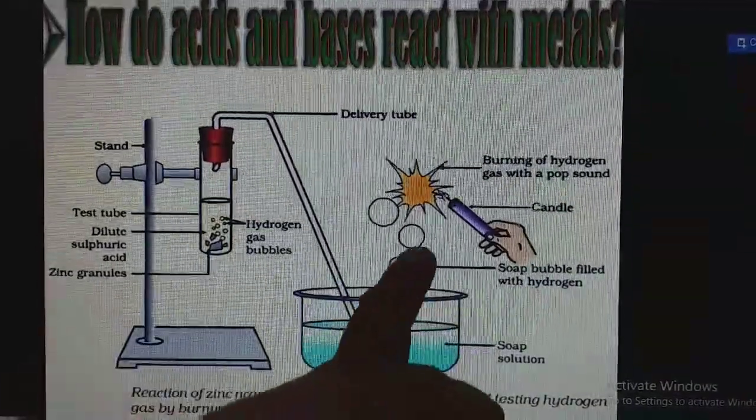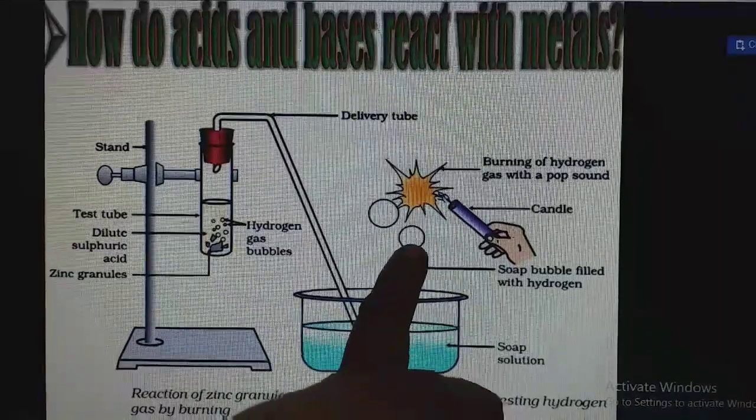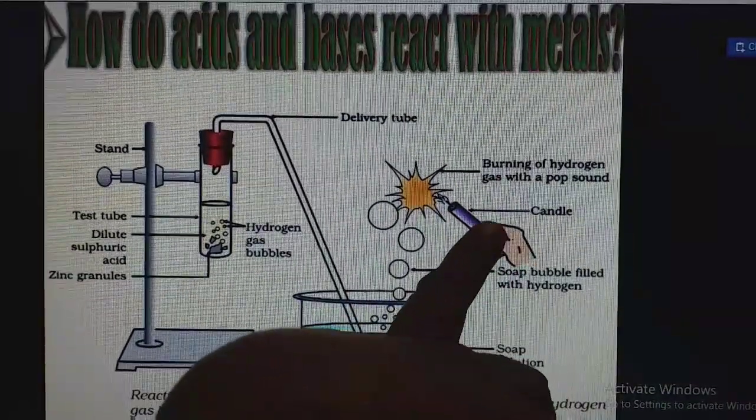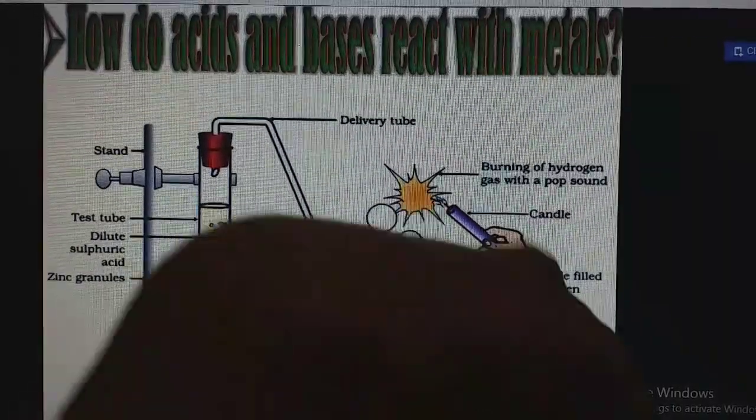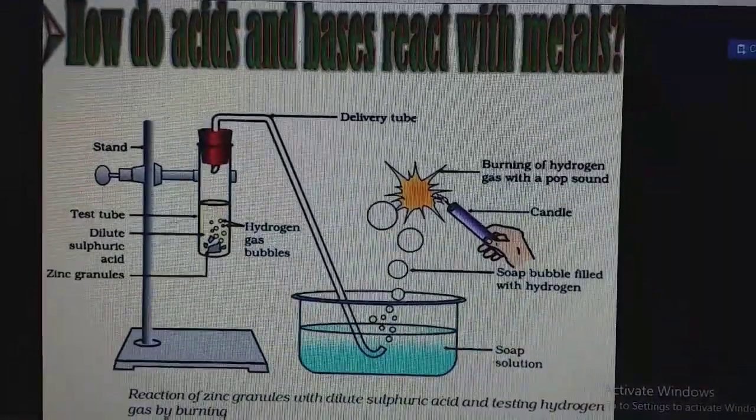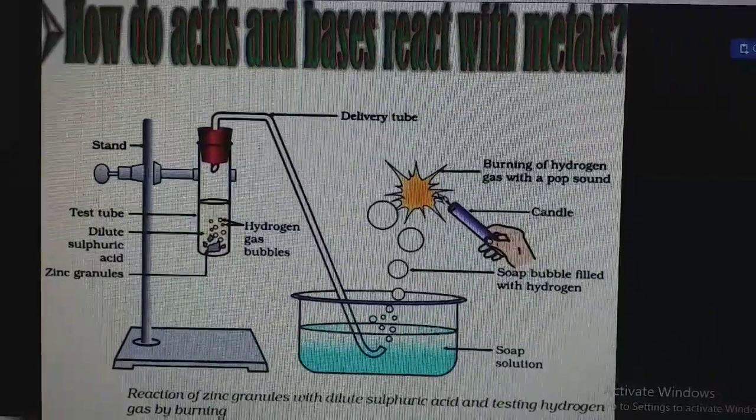Now, how will you test whether it is hydrogen gas or not? When you keep a burning matchstick or candle near it, it burns with a pop sound. That indicates the liberation of hydrogen gas.